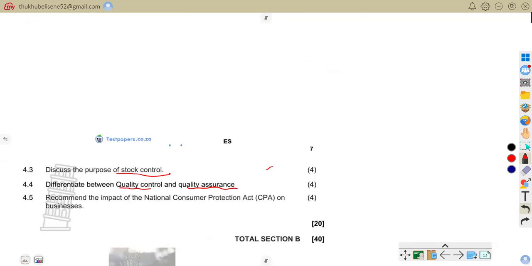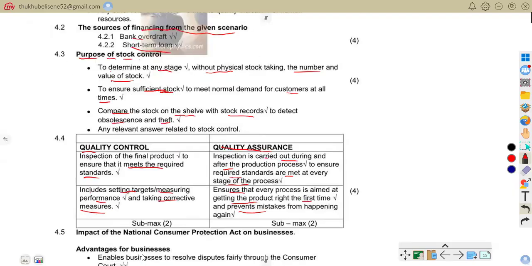So here we are on 4.5. Recommend the impact of the National Consumer Protection Act, CPA, on businesses. So that is that. Now we come to our answers on that.